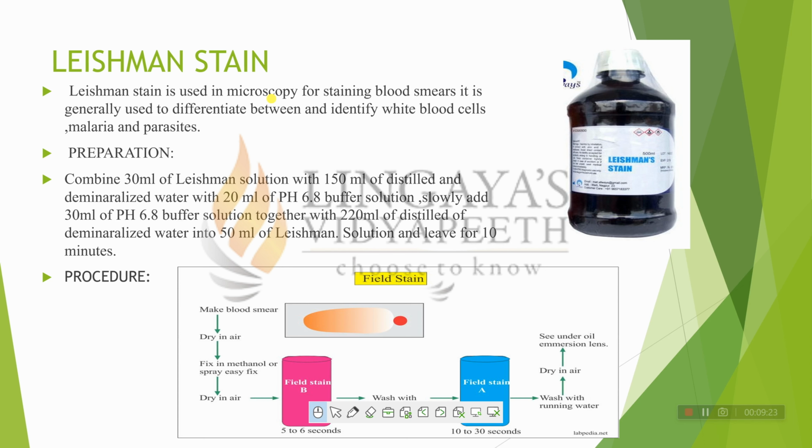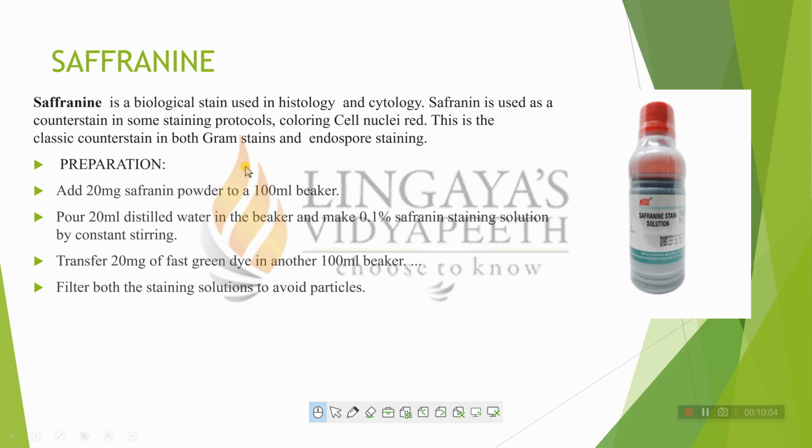Alright, so how you have to prepare the Leishman stain? For preparing the Leishman stain, you have to take 30 ml of Leishman stain and mix it with 150 ml of distilled water and 20 ml of pH 6.8 buffer solution. You have to take 30 ml of Leishman solution plus 150 ml of distilled water plus 20 ml of buffer solution whose pH is 6.8. Now what you have to do? You have to slowly add pH 6.8 buffer solution together with 220 ml of distilled water into 50 ml of Leishman solution, and then you have to leave it for 10 minutes. This is how the Leishman stain is prepared.